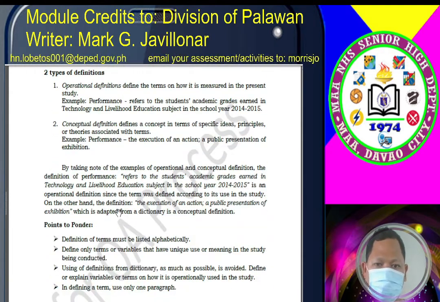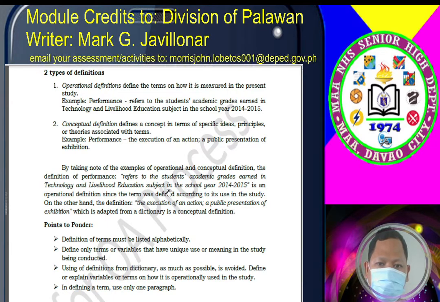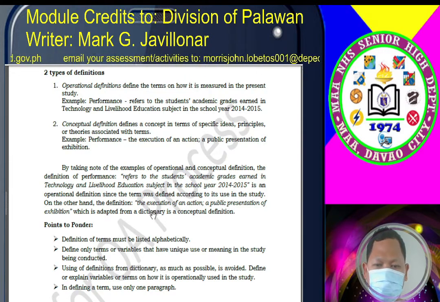By taking note of the examples of operational and conceptual definition: the definition of performance, for example, refers to the students' academic grades in Technology and Livelihood Education in the school year 2014-2015. It is an operational definition since the term was defined according to its use in the study. On the other hand, an example of a conceptual definition is "execution of an object, public presentation or exhibition," which is adapted from a dictionary. Take note of that.